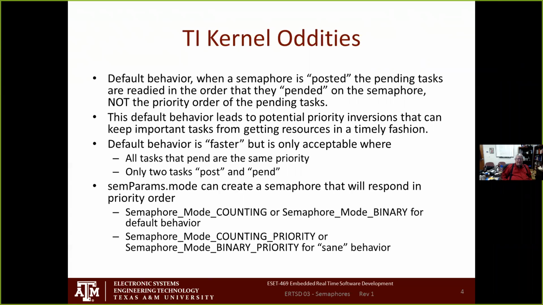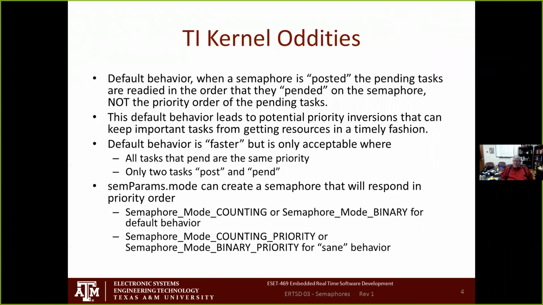But what it results in is a potential priority inversion, where a lower priority task, in effect, gets a higher priority simply because it asked first for a resource. That's not good behavior, and it is not typical of kernels. And the only reason that I can think of that TI did it this way was so that when they show people what their performance specs are, the latency for semaphores is going to look substantially better by doing it this way.